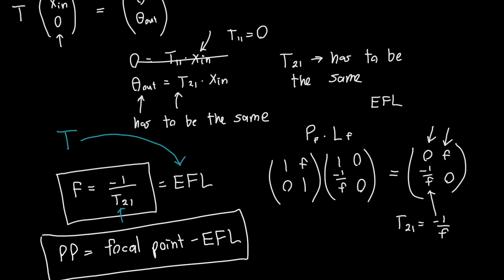And so great. If we analyze these lens systems using transfer matrices, you see how easy everything becomes. The effective focal length and other aspects of the system are just trivial to analyze. We just literally grab one of the components of the matrix.